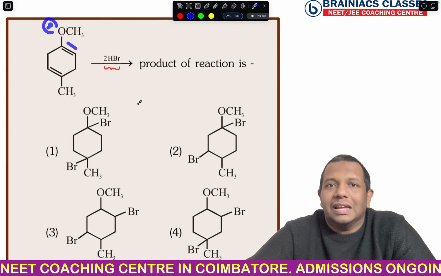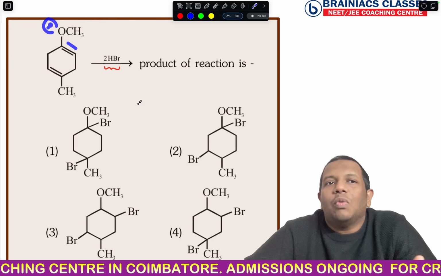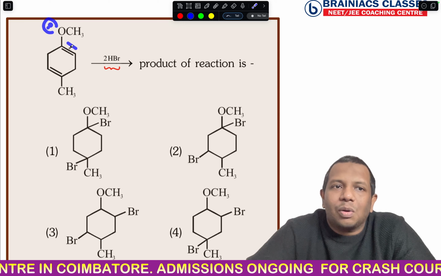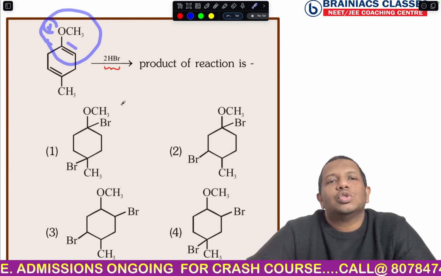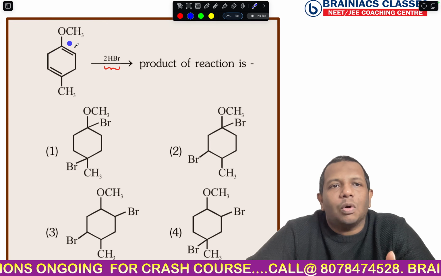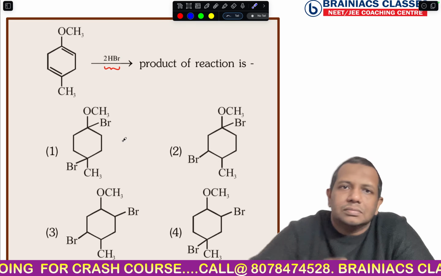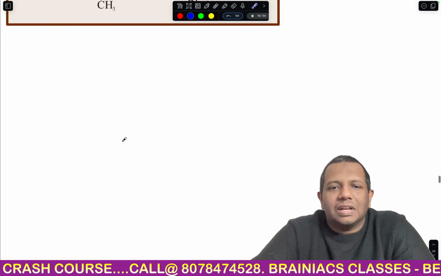What sort of a group is that? A plus some resonance group. So it will increase the electron density near this location, or this particular carbon. So surely the first electrophilic addition occurs at this particular site. Hope you understood. Now let's analyze it further.